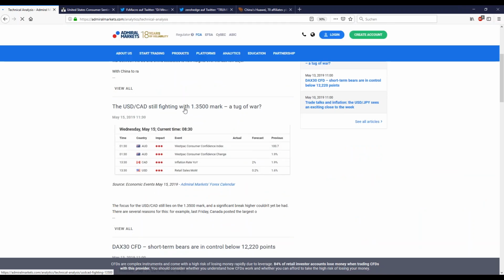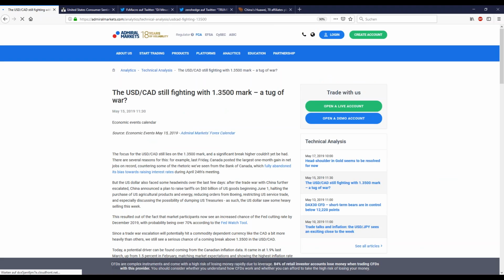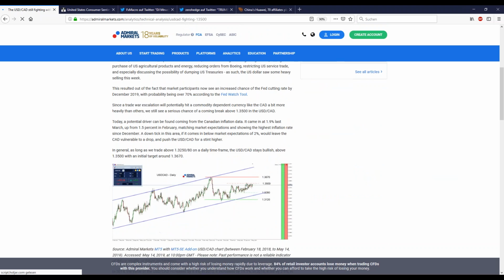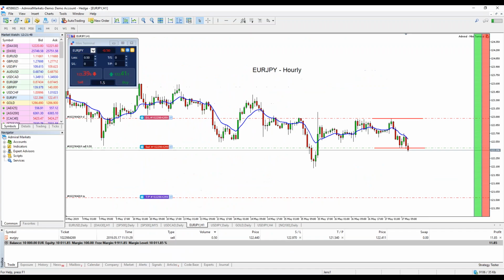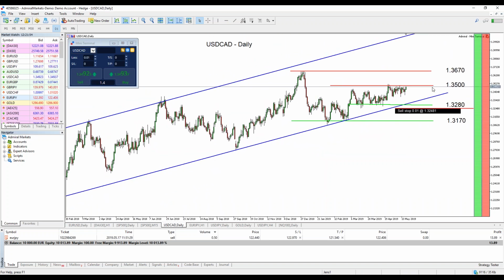It's still a fight with 135, and so far we didn't make it above that level. There were several attempts to break higher above that level. Probably let's look at the chart. We have it there. So you can see there's now another attempt to go for 135.